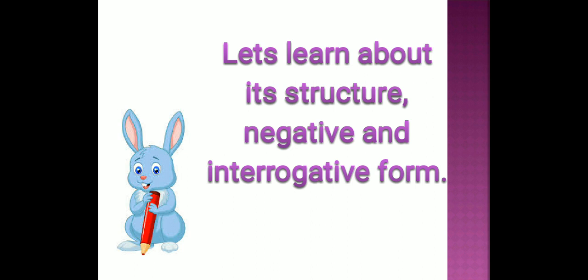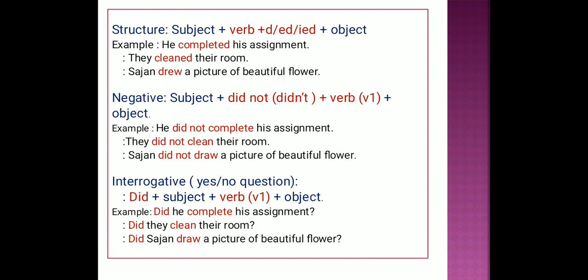Now it's time to learn about its structure, negative and question form. Here it is. Its structure or positive form is subject plus verb plus D, ED or IED plus object. For example, he completed his assignment. They cleaned their room. Sajan drew a picture of a beautiful flower.